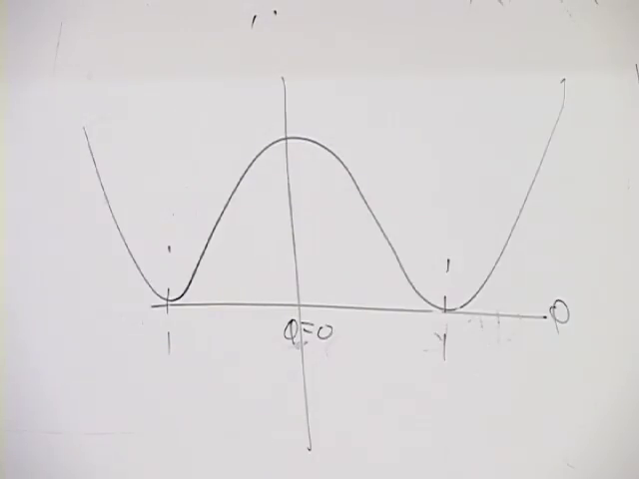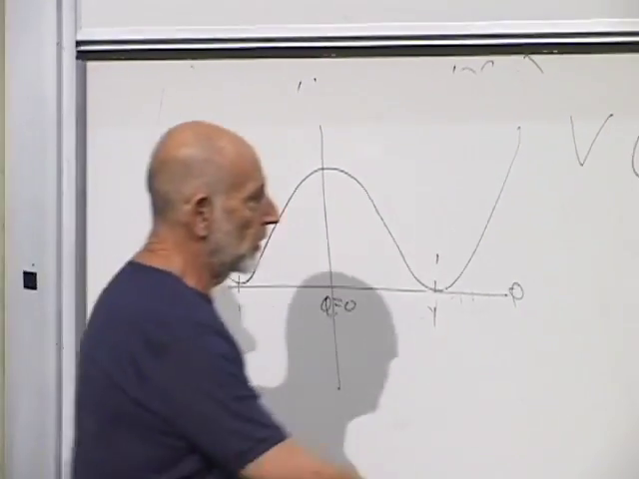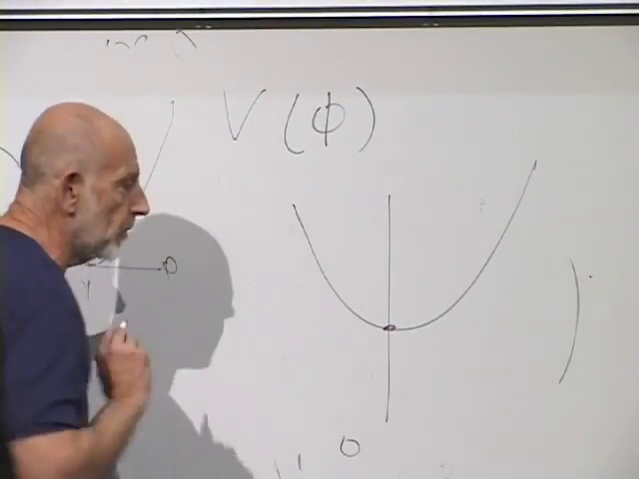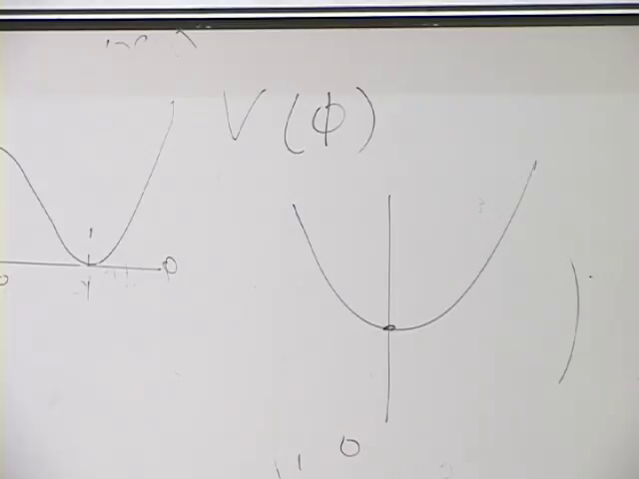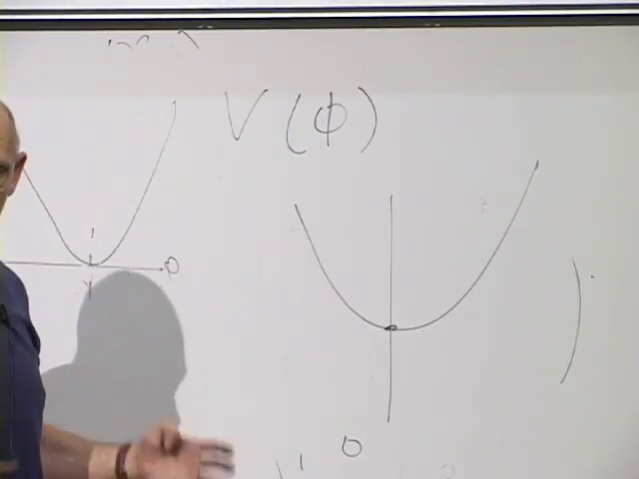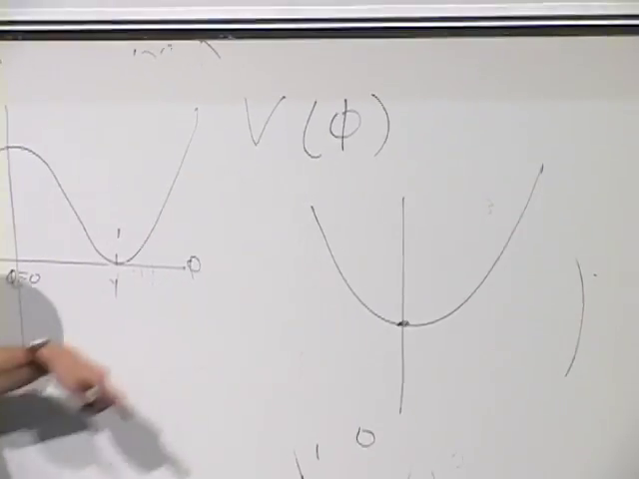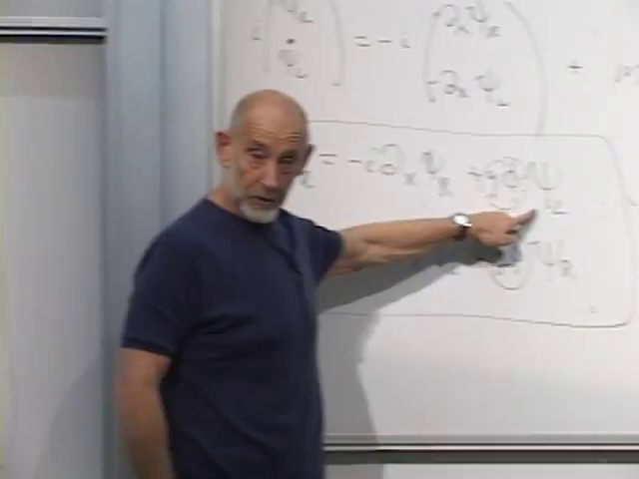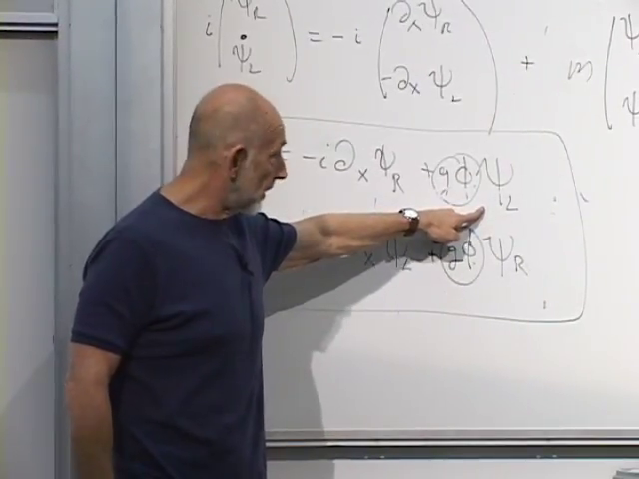Okay, so if the potential looked like that, you would say the minimum was at the origin. If that were the case, the vacuum value of phi, the state of lowest energy, the state of lowest potential energy, would have phi equal to zero, and the electron would have no mass. Okay?